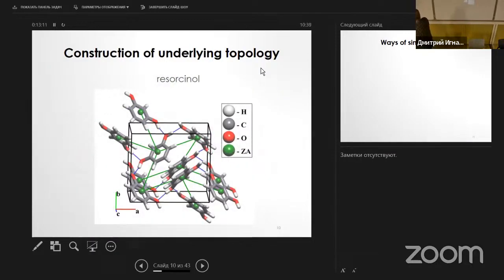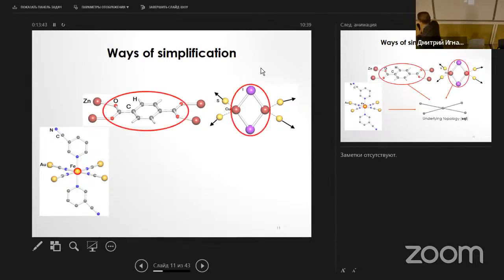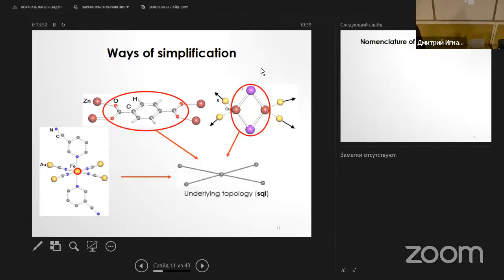This is one more example, an organic structure with some complicated molecules, but this green network shows us the centers of these molecules and the connections between them. How can we simplify the structures? We choose again, according to some formal conditions, the structural units. The units can be quite different by composition and by internal structure, but then we consider them as a whole, and as a result we get, in this case, the same framework.